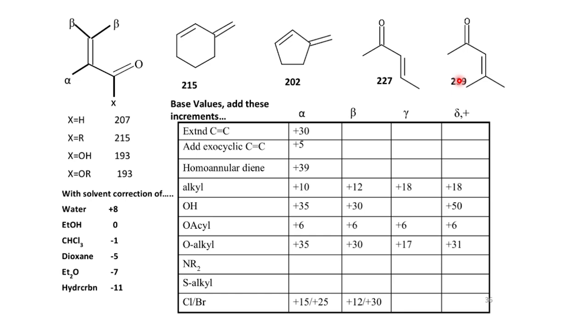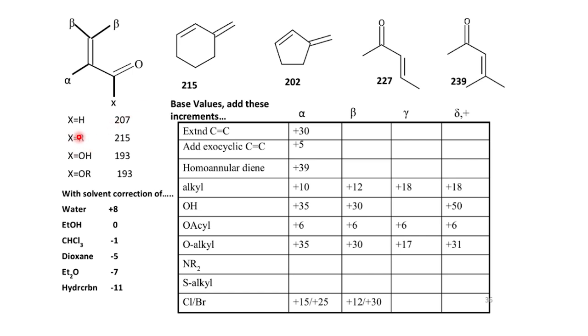So how, from the base value, if you are functionalizing or doing some modification, will the pi to pi star base value change? Now this molecule is the enone. Basically this is called enone because there is an ene and also a ketone. That's why in general it is called an enone molecule. If the substituent X is hydrogen, it is 207. Okay, 207 of what? The pi to pi star.